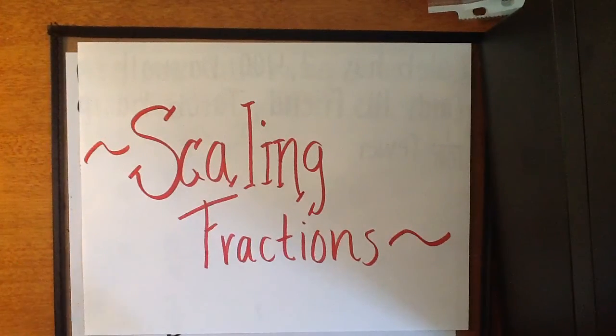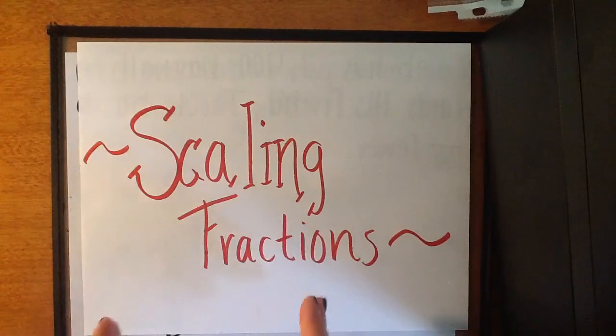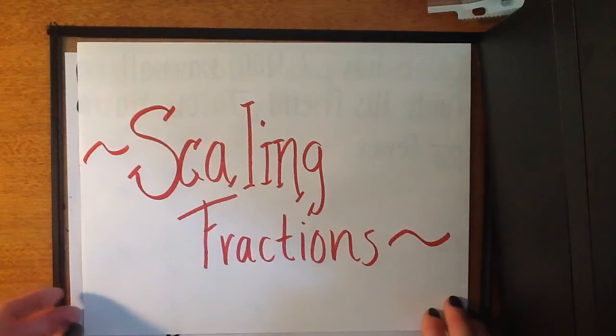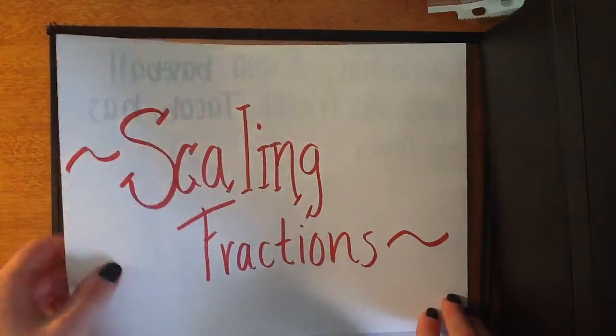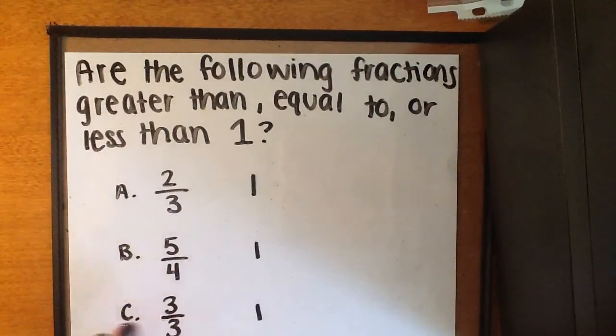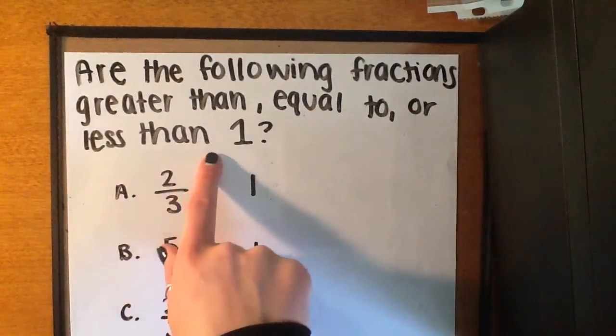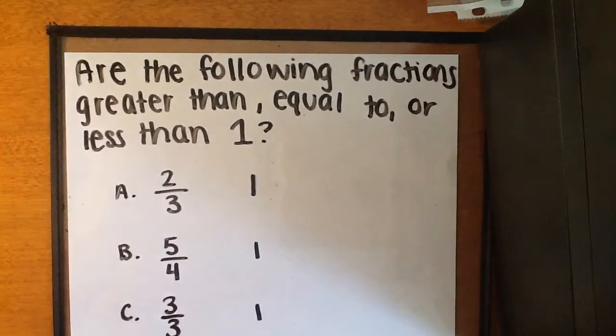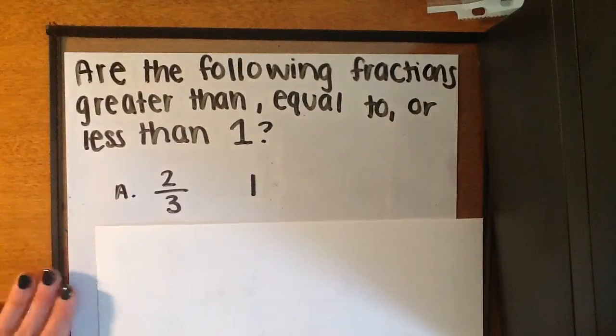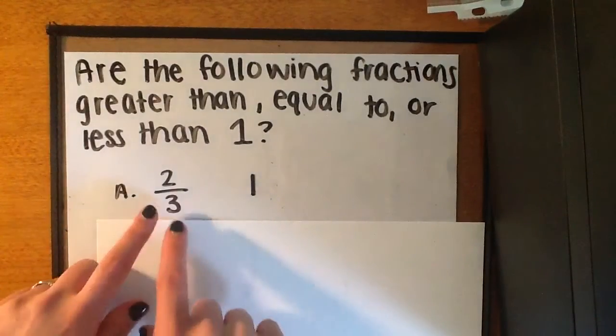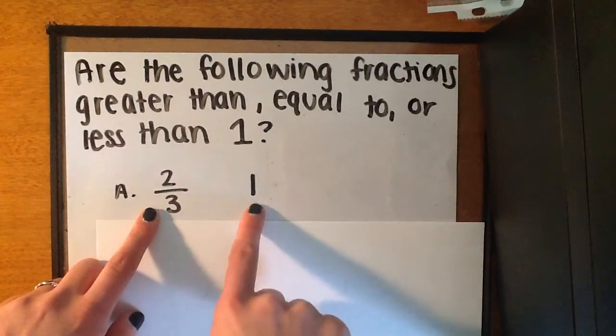So the next concept that we're going to talk about is called scaling fractions with multiplication. This is just us looking at fractions, and we're going to figure out, are the following fractions greater than, equal to, or less than 1? So we're going to go look at this. I'm going to cover up B and C and just look at A. So we're comparing 2/3 with 1.